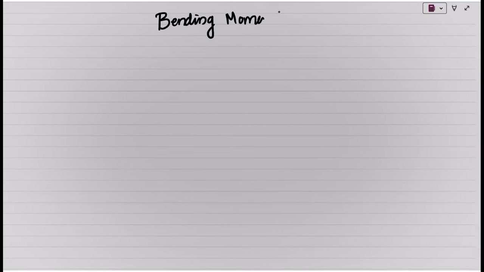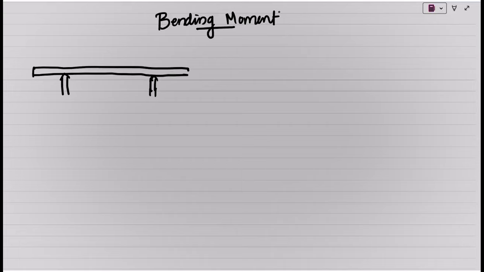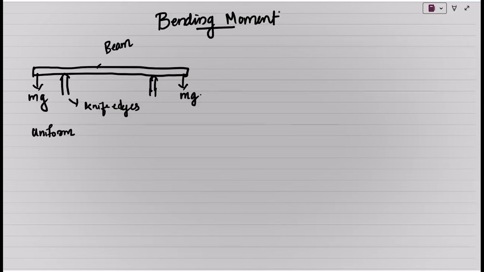Next, we are going to study the bending moment. Consider a beam horizontally placed on two knife edges. These are the knife edges, this is the beam, and we are loading a mass M. This is uniform bending. It is uniform bending because the masses are loaded at both ends, so it is called uniform bending.